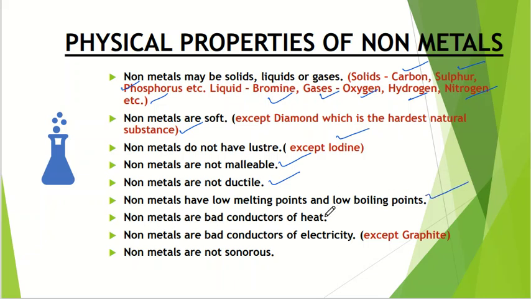Nonmetals are bad conductors of heat. Nonmetals are bad conductors of electricity also, except graphite, which is used in pencils. Nonmetals are not sonorous. These are the properties. When someone asks you, write the difference between physical properties of metals and nonmetals.